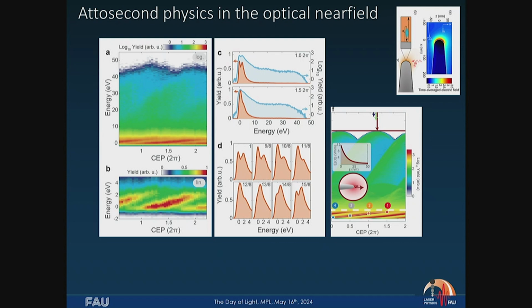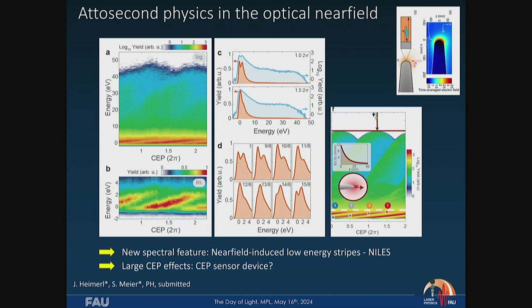So the electron is now being driven away from the surface where the field gets smaller. Then the laser field flips around and drives the electron back, but already with a smaller amplitude. So we have to take into account this weird coupling of spatial amplitude drop and basically quiver motion of the electrons. But this could nicely explain everything. So this is really just a very simple simulation where we can explain these spectra here. We call them near field induced low energy stripes.